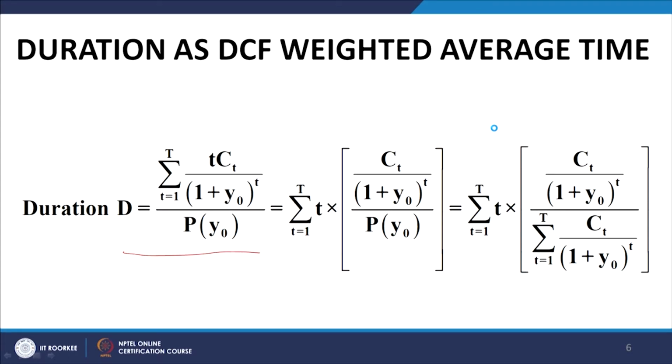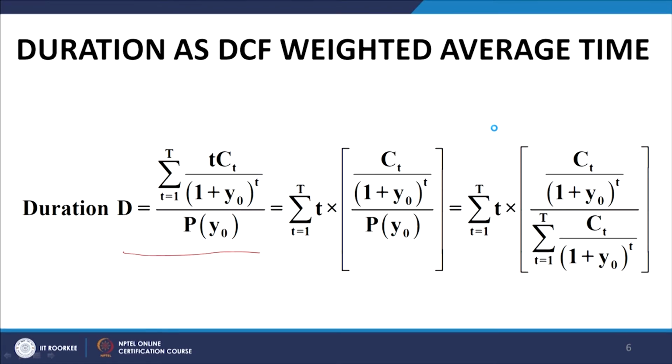We rearrange the terms a little bit. We take the summation outside and we divide throughout by P y 0, or we take the P y 0 in the denominator with each term in the numerator. Instead of having an overall denominator of P y 0, we now have P y 0 as a denominator corresponding to each term, and what we find now is that this is an expression of t into a particular weight. And what is that weight? That weight is the fraction of the discounted cash flow to the total cash flows or the price of the bond. So, on the basis of this, how can we define the duration?